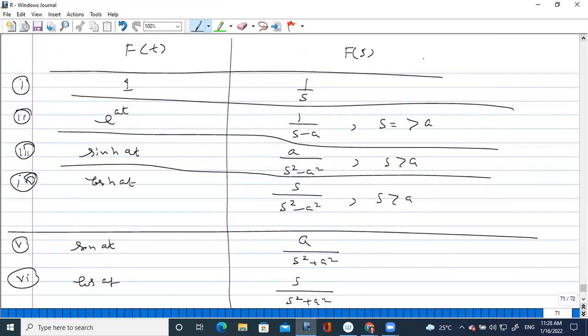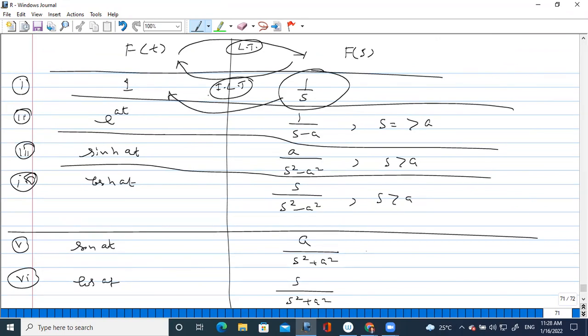Now both ways it will work. If you want to convert Laplace, that also you can use. This is your Laplace transform. If you want to convert inverse Laplace transform, that time also this table will work. You see the right hand side, from there you can get the inverse Laplace transform. So you can say that Laplace inverse of 1 by s will be equal to 1.